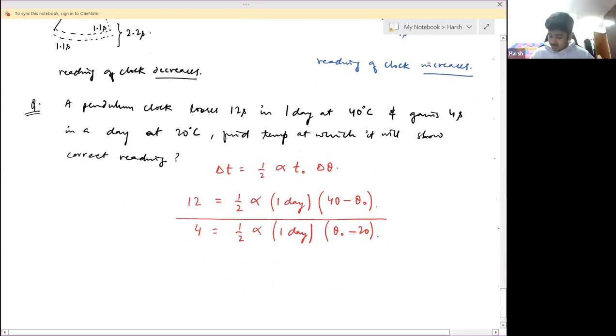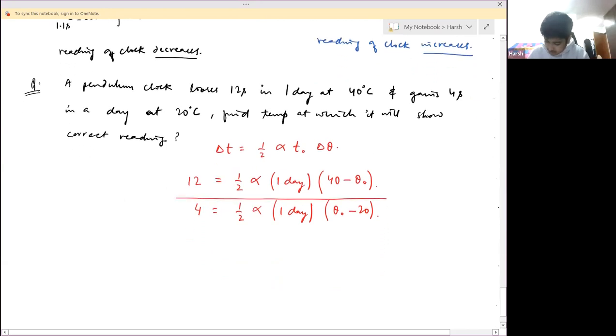Harsh, is it clear? Yes, sir. So just divide these two expressions and check which quantities in the numerator and denominator can cancel out.